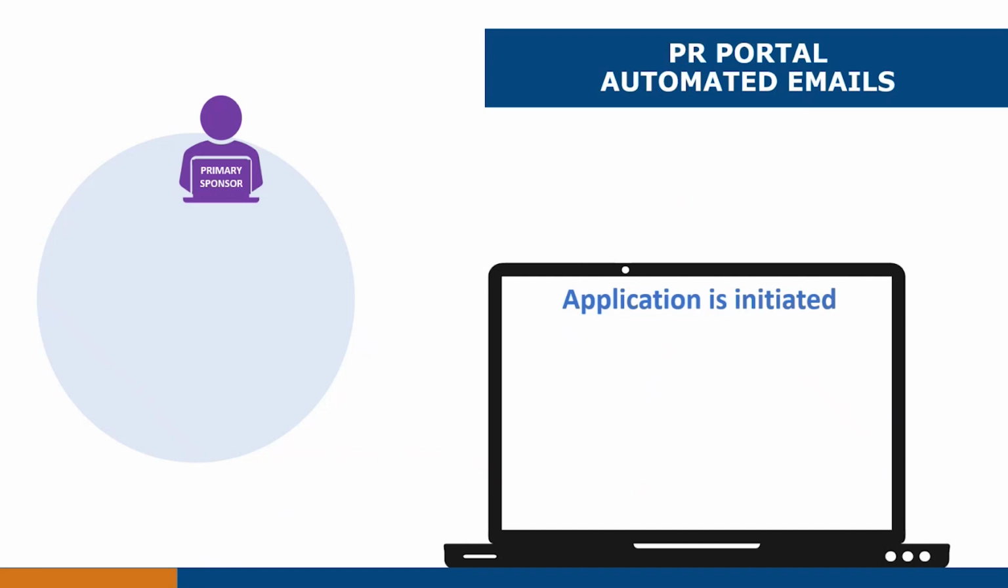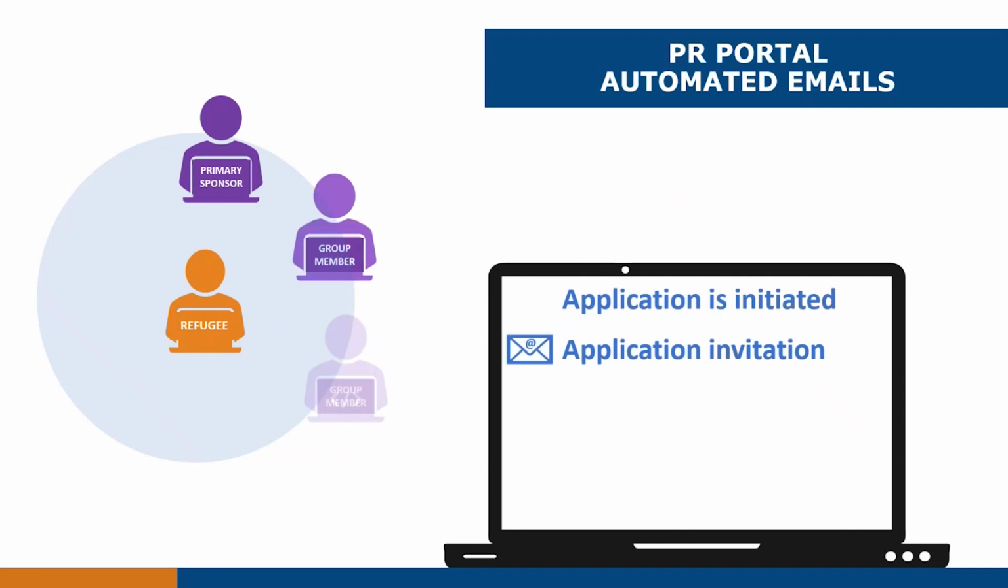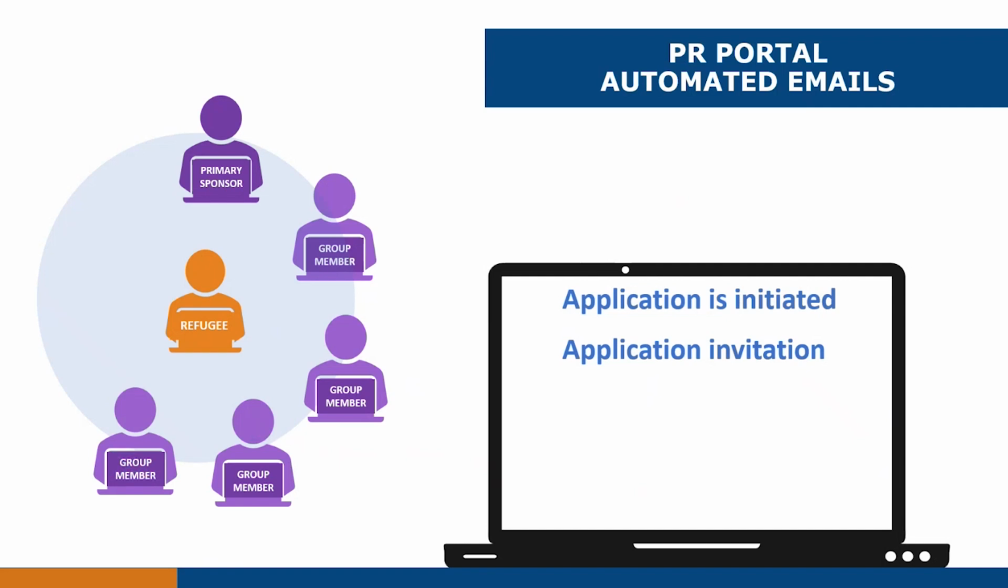If the principal applicant has been invited to the online portal, then they will receive an email notification with a unique link inviting them to log in to the portal. The same goes for other sponsorship group members. They will each receive an automated email with a unique link to log into the portal.